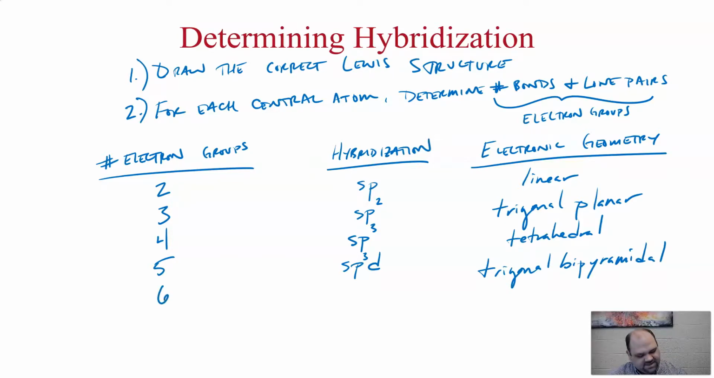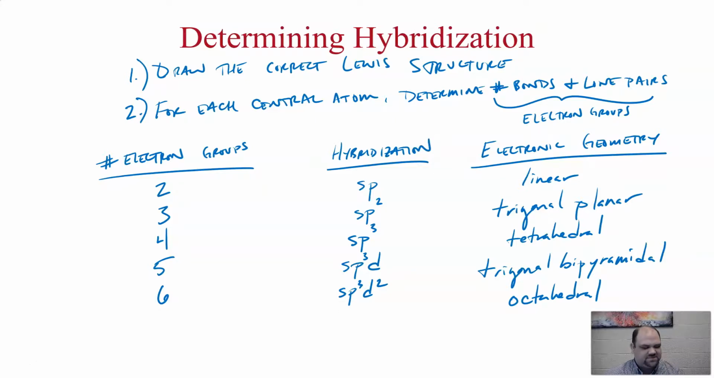And for 6 electron groups, we have to add in one more d orbital, and so we end up with sp3d2. And remember, that was octahedral. Notice that the number of electron groups correlates directly with the number of hybrid orbitals, right?